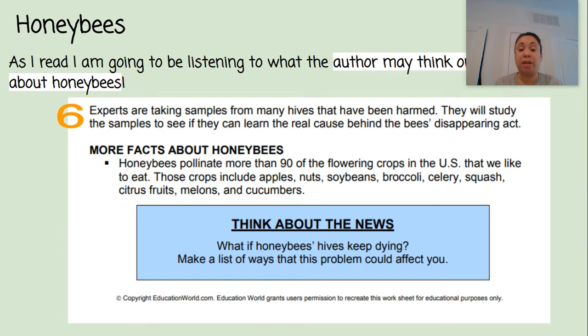More facts about honeybees. Honeybees pollinate more than 90 of the crops in the US that we'd like to eat. These crops include apples, nuts, soybeans, broccoli, celery, squash, citrus fruits, melons, and cucumbers. Wow. Think about the news. What if honeybees' hives keep dying? Make a list of ways this problem could affect you.